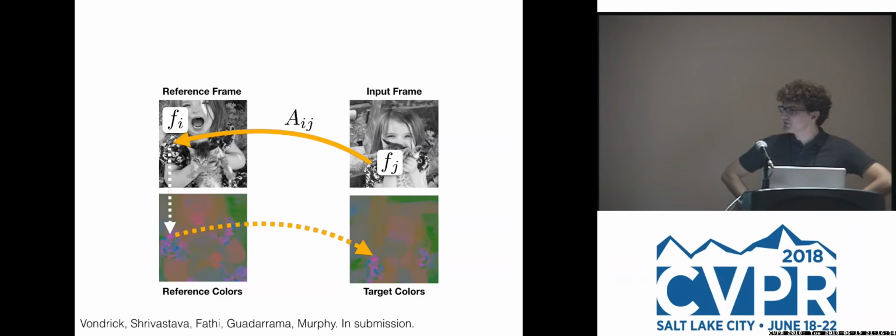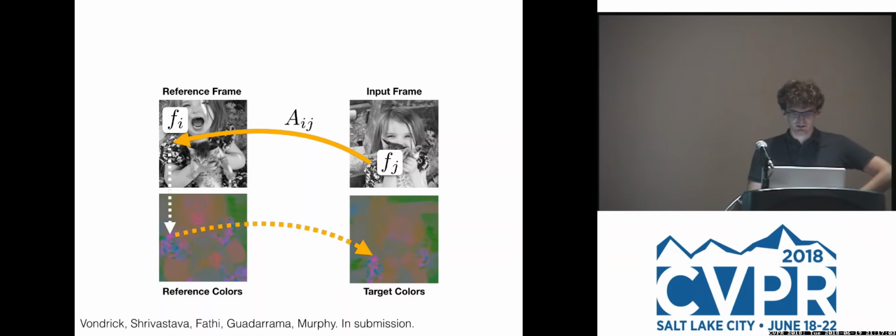To formalize this more, we can embed each pixel in this network with a convolutional net. We're going to write this low-dimensional embedding for each pixel as fj in the input frame and fi in the reference frame. Then we define a similarity metric in this embedding space between fi and fj as aij.